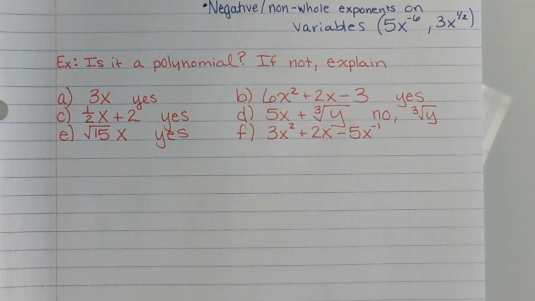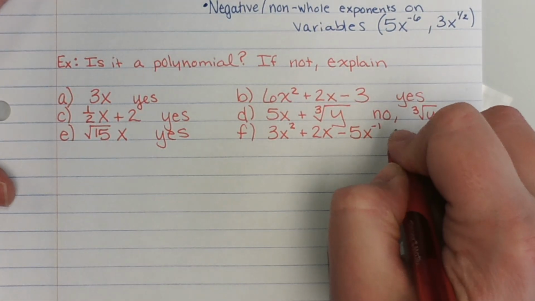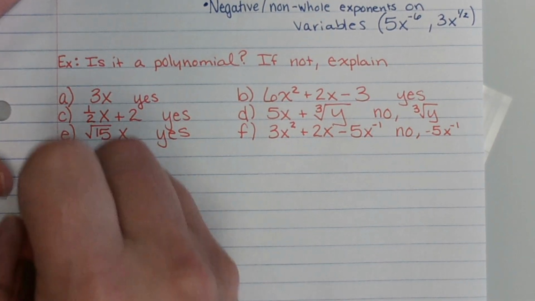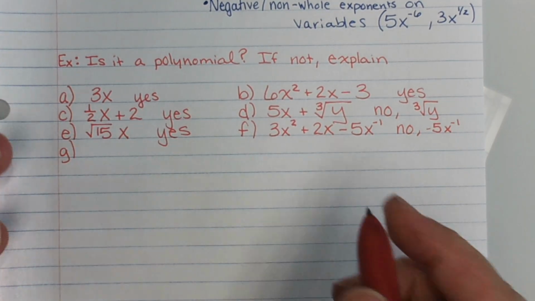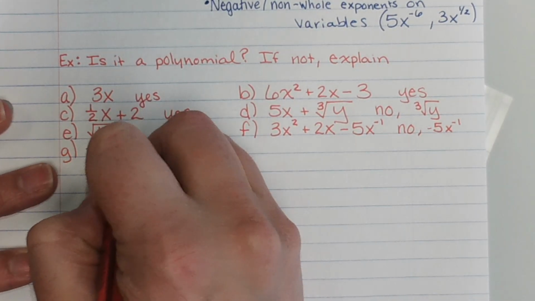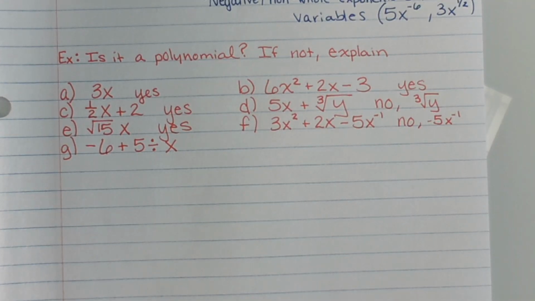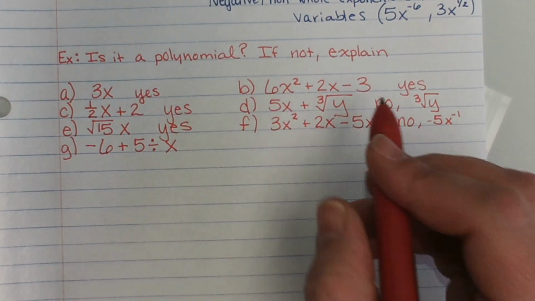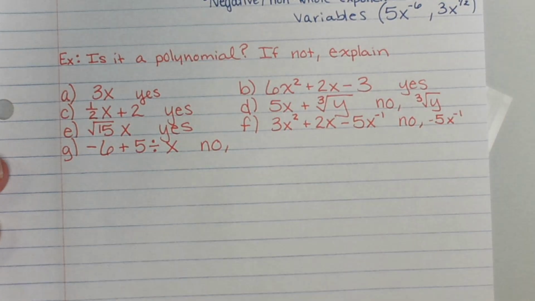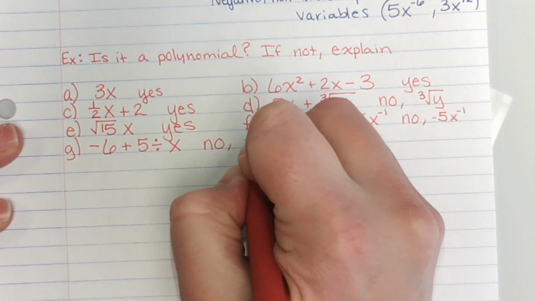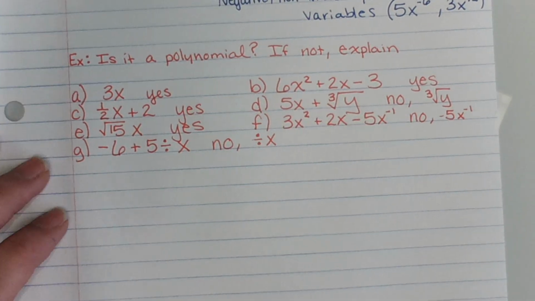No, why not? No negative exponents. So that 5x to the negative first power is an issue. Okay, last one we're doing like this, and then we're changing things up. No. Kieran knows. Why? Can't divide by x, because if you divide by x, that's like putting x in the denominator. Can't have variables in the denominator.